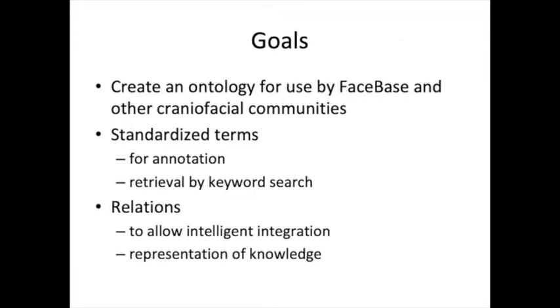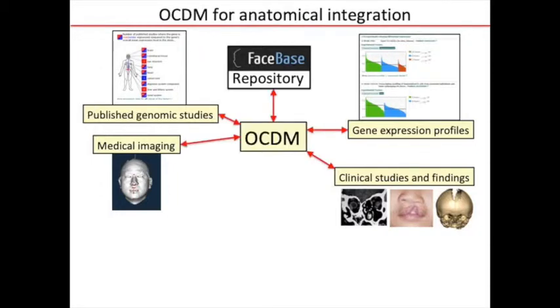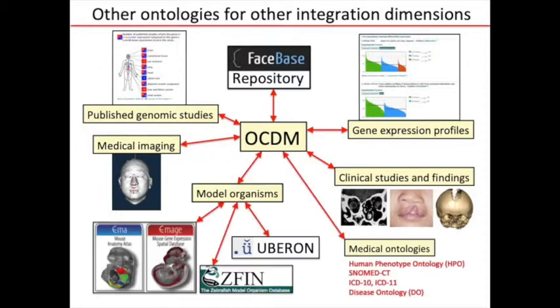The goals of this project are to create an ontology for use by FaceBase and other craniofacial communities. This consists of a set of standardized terms for annotation and retrieval by keyword search, and also a set of relations to allow intelligent integration and representation of knowledge. As we know, FaceBase consists of multiple types of studies from multiple sources. So if terms from the OCDM are used to annotate these data, then the terms as well as relationships in the OCDM can be used to relate the data along the anatomical dimension, and terms and relations from other ontologies can be used to relate the data along other types of dimensions.